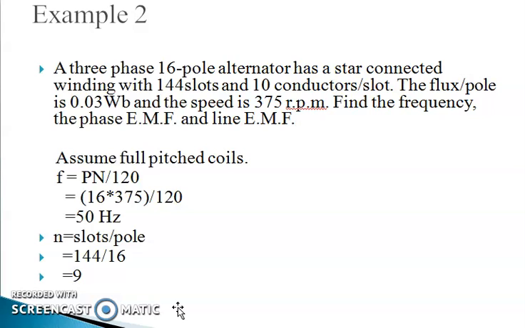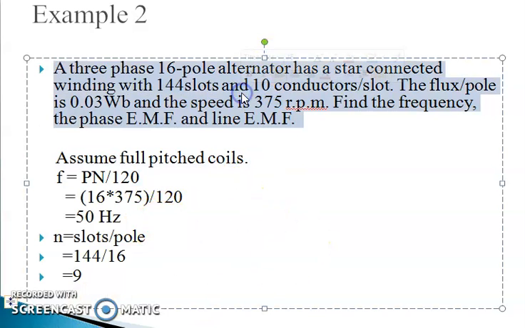Find the frequency of phase EMF and the line EMF. Here, what they have given: P is given, 16 poles. The number of slots is given, with 10 conductors per slot. You can calculate the number of conductors by multiplying 144 into 10. Flux they have given, speed they have given. You need to find out the frequency.